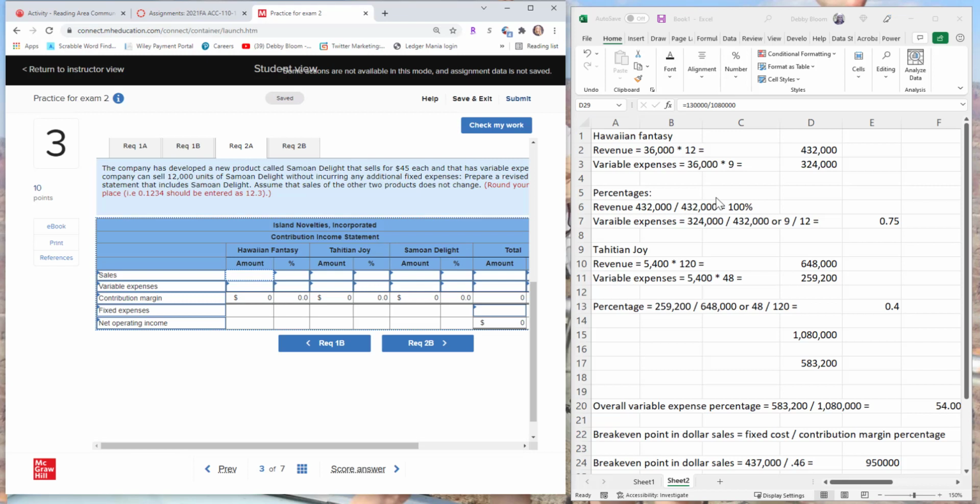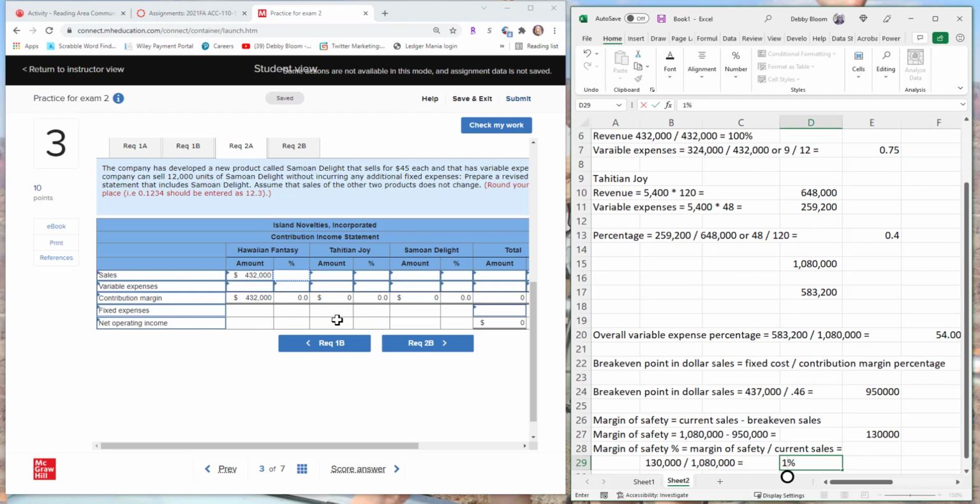So we already calculated sales of Hawaiian Fantasy at $432,000, and we already calculated that percentage was 100%. Oop, I'm on the wrong side.